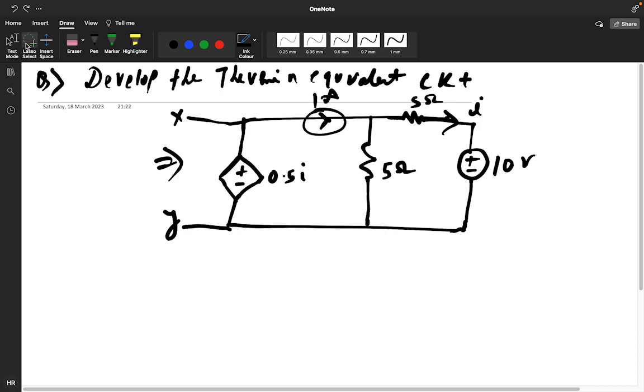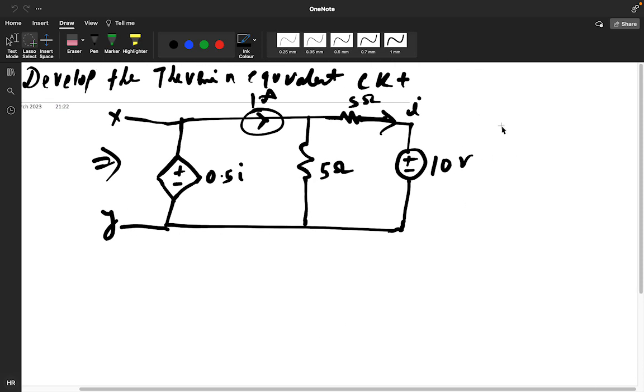So guys, this is your question. Okay, so you have this particular question. Now you need to calculate the Thevenin's equivalent across this. So this is your VTH. Apply the nodal analysis and get the value for this particular VTH.